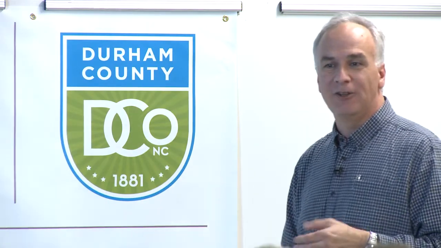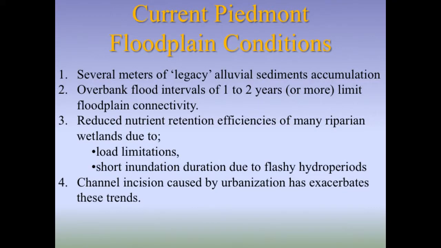So let's talk a little about the current floodplain conditions in the Piedmont. A lot of you have seen the Walters and Merritt paper talking about the effects of mill dams. But to review that a little bit, in a lot of Piedmont floodplains, we have as much as several meters of legacy sediments that have accumulated, both from severe upland erosion due to agriculture, especially during the 17th and 18th centuries and into the early 19th century, and also to some extent in some areas the effects of mill dams, which have exacerbated this process of sediment accumulation on the floodplains. Okay.